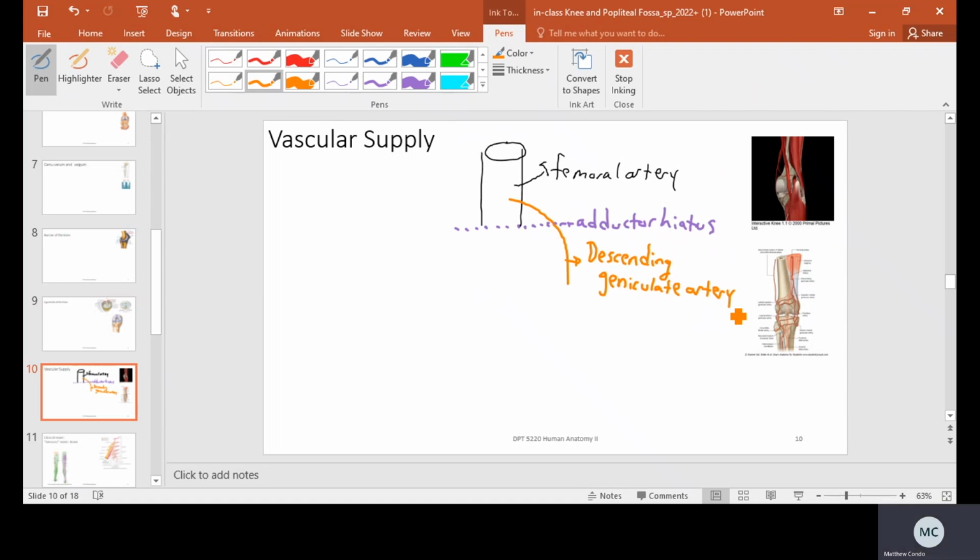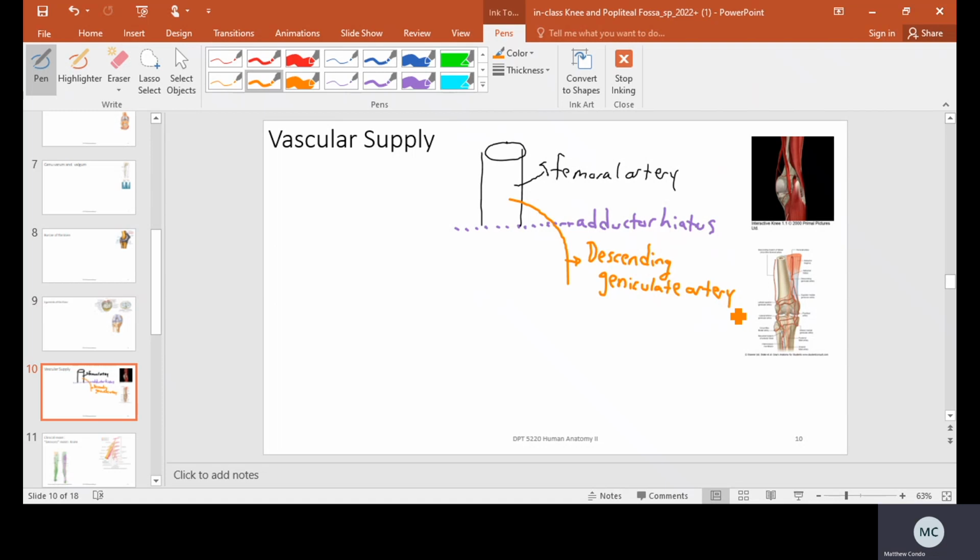Now, what I'll tell you is the difficult portion of vascular supply of the knee is the fact that we have to understand where all these arteries are coming off of. Because we're going to see some arteries come off the femoral, some come off the popliteal, which we're going to get into next, and some actually come off the branches of the popliteal. We're going to get into that in a little bit as well.